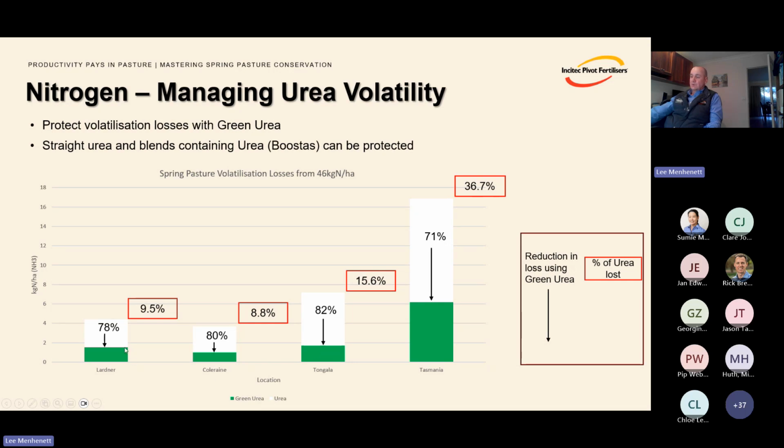And where we use green urea, those losses were reduced by around 70 to 80%. So quite a significant reduction, and quite significant losses that are occurring. And this was measured over a 2-week period. So something to consider. And so you can get urea that is protected. If you're looking at one of these boosters that we use urea in, you can get the protection to that urea in those boosters as well.